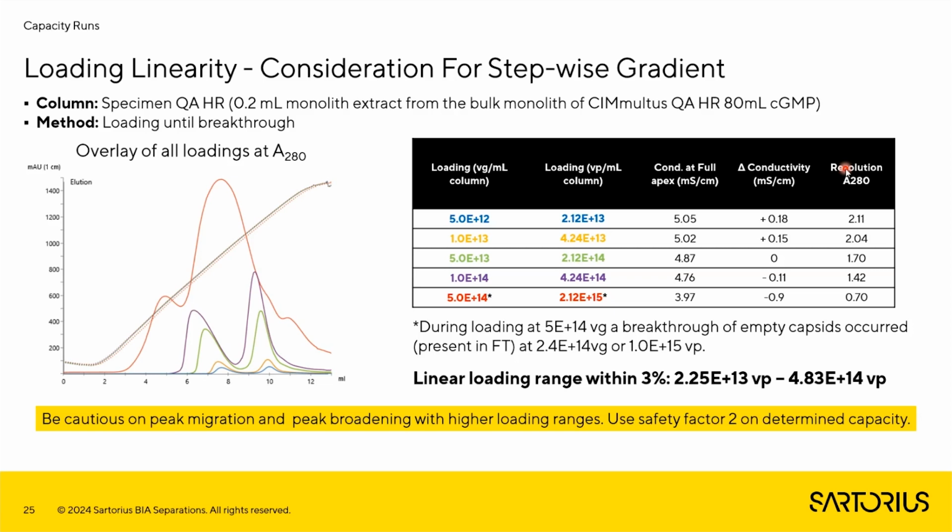And in this case, because the high capacities are reported with the use of the CIMmultus columns, there is a really great tool that Maya also went over, and this is the specimen, which is the monolith extract from the parental column, and it exists in 0.2 milliliter bed volume. So it's a perfect fit for such applications where high sample consumption is seen, and we can really reduce the amount of sample needed to get the results.